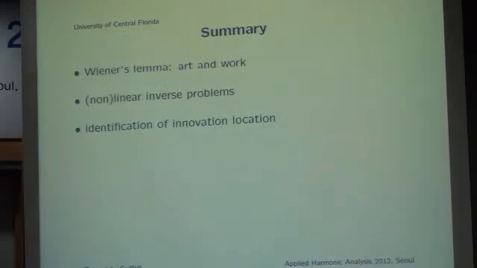Okay, so this is a summary. I have mentioned Wiener's lemma. This is an art and work problem. The art essentially is what kind of class you have and how to understand off-diagonal decay. It's difficult to appreciate and to handle, and of course to prove it is a mathematical issue. It's not hard, it's not easy, but sometimes it's an easy one.